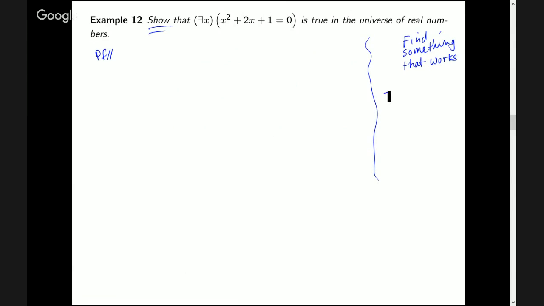Okay, so if we do negative 1 squared plus 2 times negative 1 plus 1, that's going to be 1 minus 2 plus 1. What is that equal to? 0. So that works.